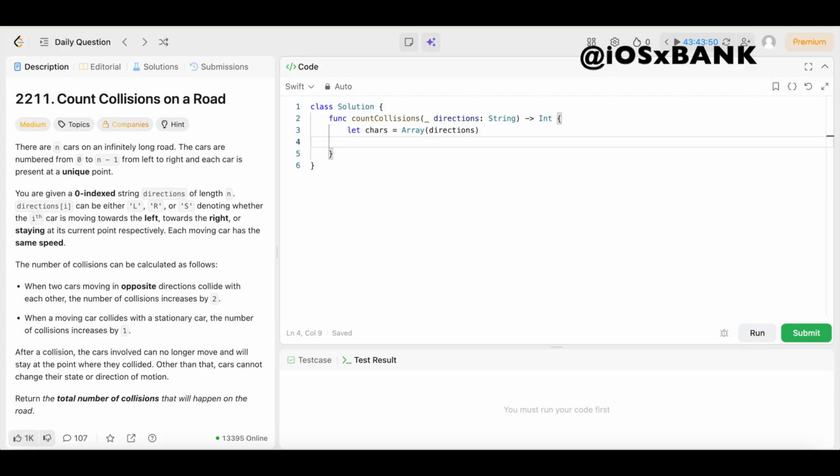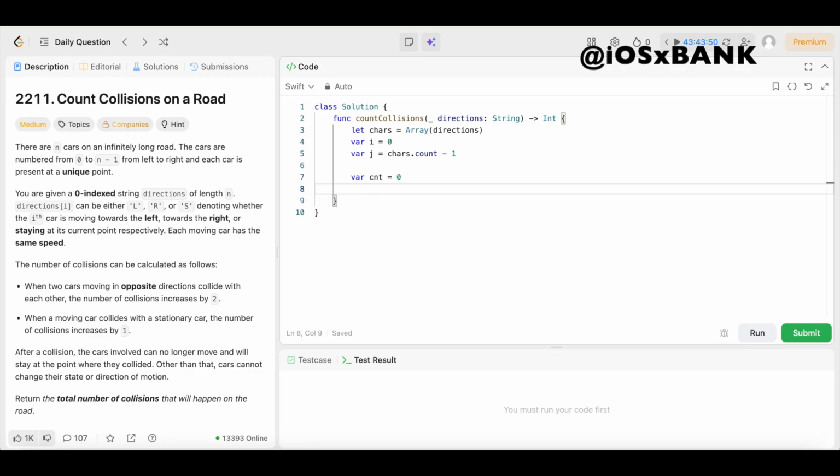Boom. Then we need 2 pointers. The first one is going to scan from the left, and the second one is going to scan from the right. So we're going to declare a variable called I, set that equal to 0, and that scans from the left. Then we're going to declare a variable called J, set that equal to chars.count - 1, and that's going to scan from the right. Then we need a counter for the number of collisions, so we can declare a variable called count, or we could call it CNT, and we can set that equal to 0 to start.